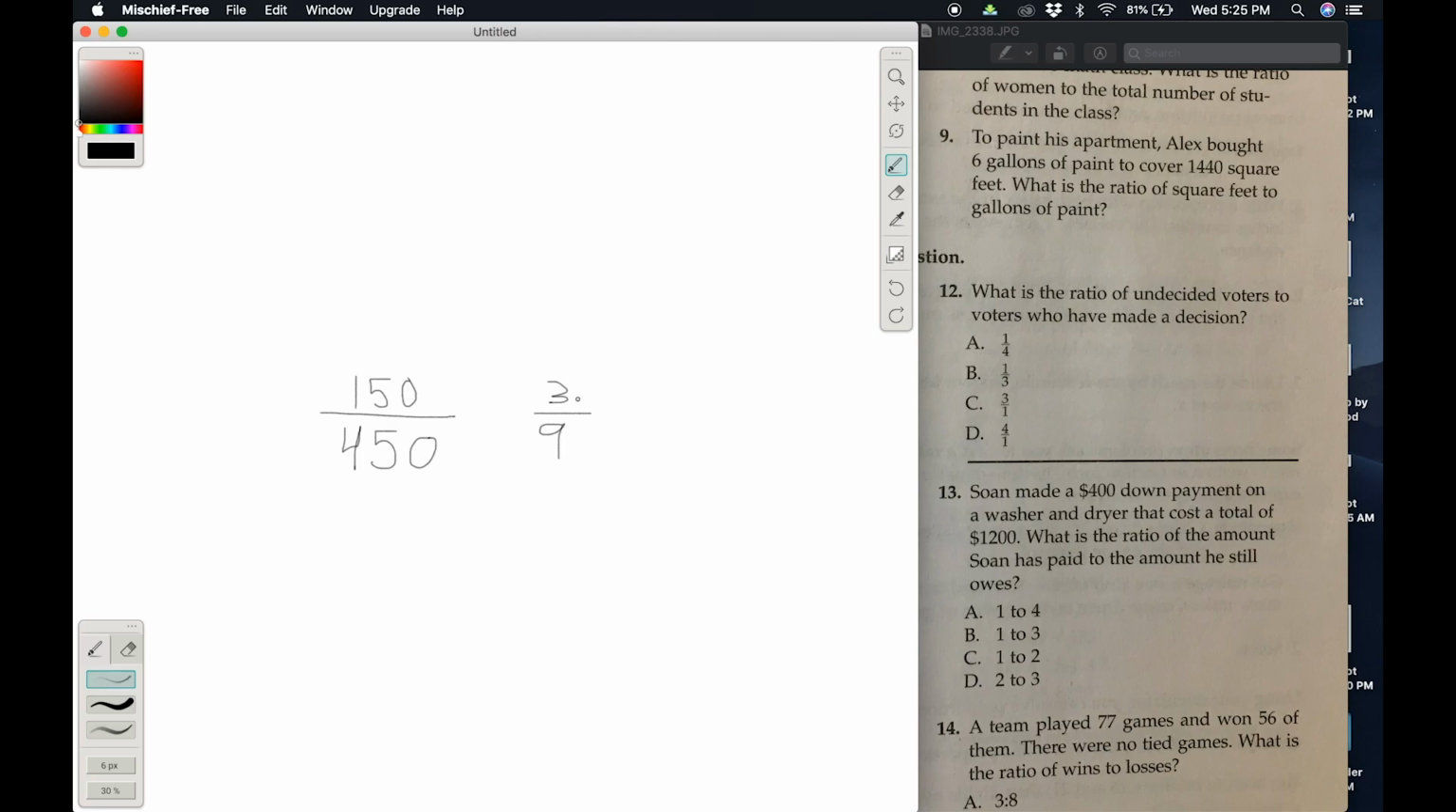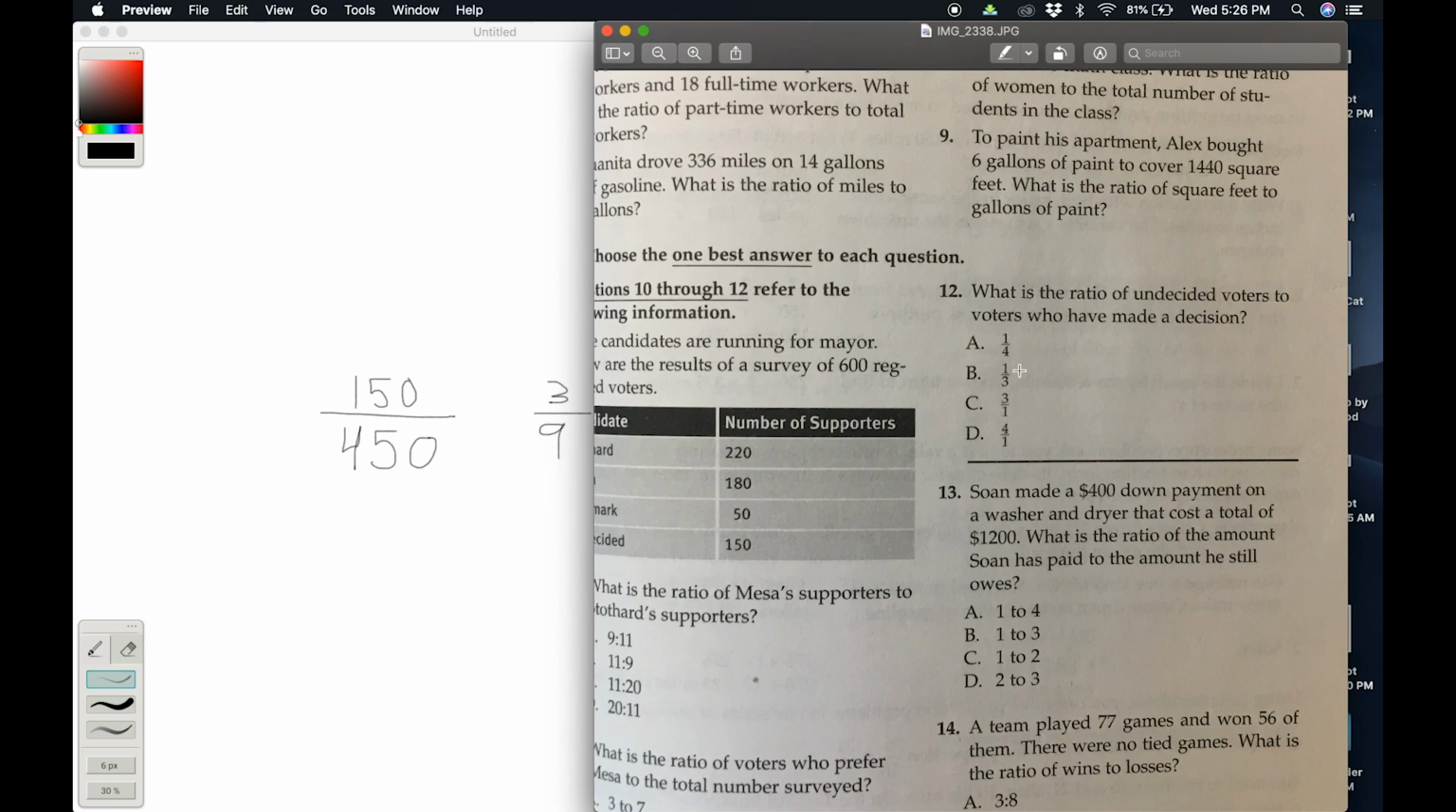But as we can see here, there's a number that goes into both of these. So we actually haven't even reduced it as low as possible yet. So 3 goes into 3 one time, and it also goes into 9 3 times. 3 times 3 is 9. That's how we know. Okay, so 1/3 is the answer. B is the answer.